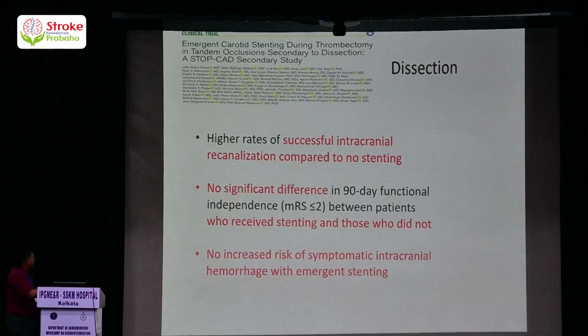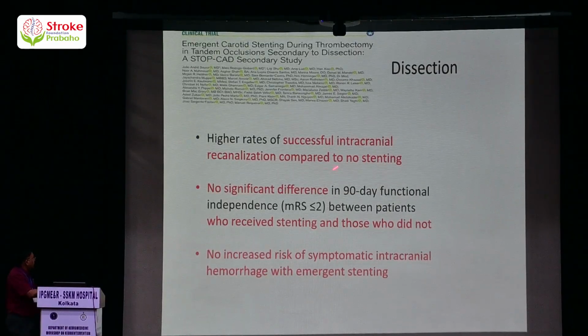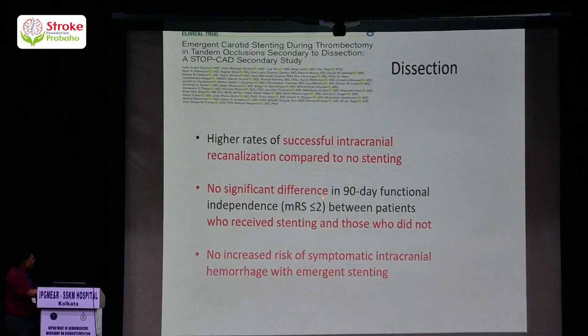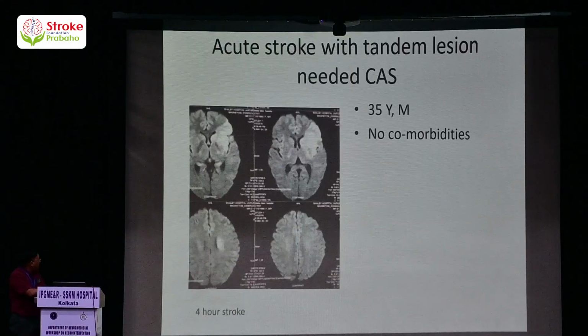So with the dissection, usually there is a higher rate of successful intracranial reperfusion compared to no stenting. Most of the time, the dissection does not need stenting until it is flow limiting. And at a steady state, there is no significant difference whether the patient received stenting or not in case of the dissection. And there is no increased risk of symptomatic intracranial bleeding even if you do stenting.